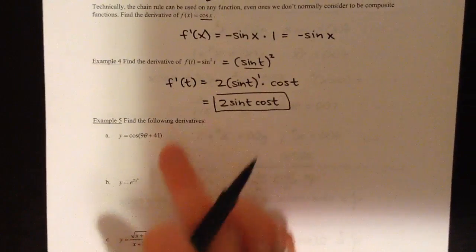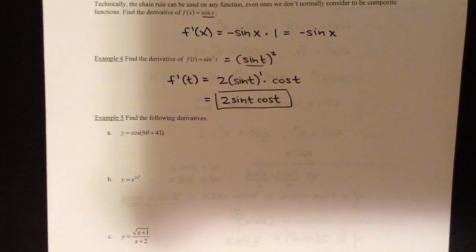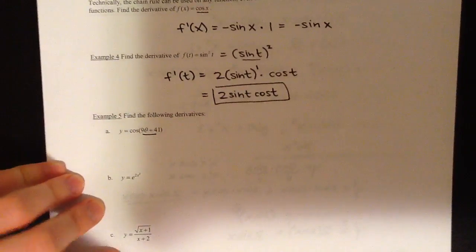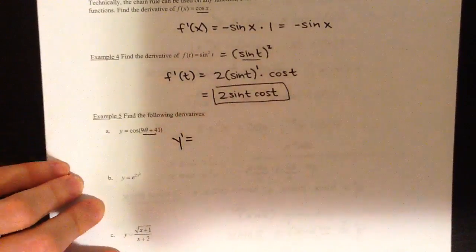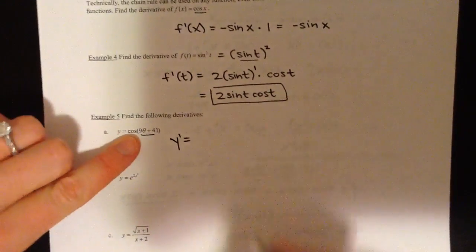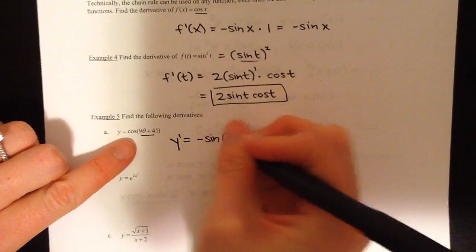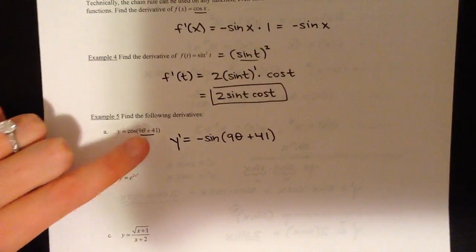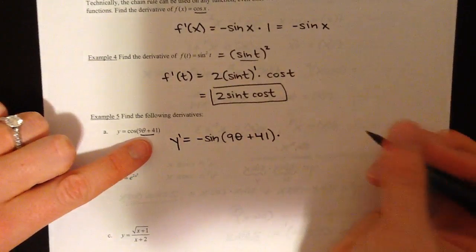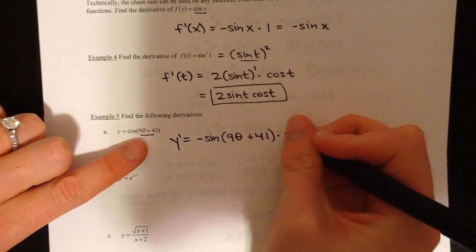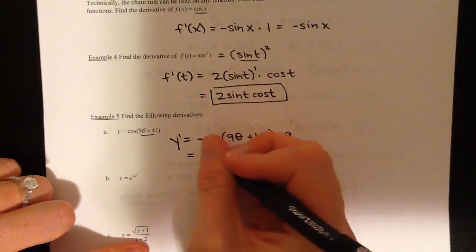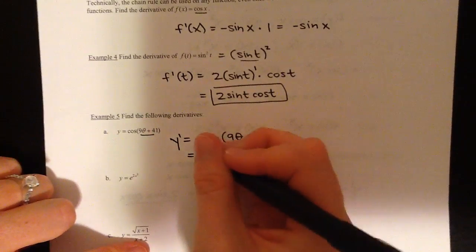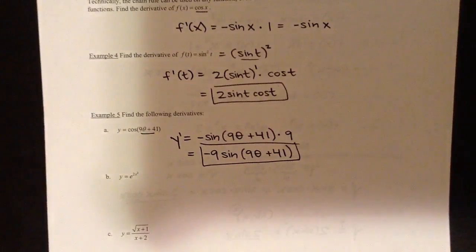Okay, so now these ones are all just nice little chain rules. So this one, my outside function is cosine. My nested function is 9 theta plus 41. So if I'm finding y prime, I start with the derivative rule. Derivative of cosine is negative sine. So negative sine of, leave the 9 theta plus 41 exactly where it is, and then times the correction factor, which is the derivative of the nested function. 9 theta plus 41 is linear, so the derivative is 9. So simplify that up. Now I have a negative 9 out front, times the sine of 9 theta plus 41. So that is the derivative of that function.